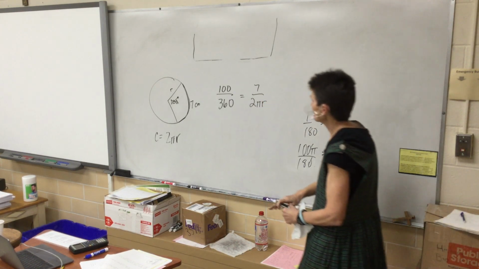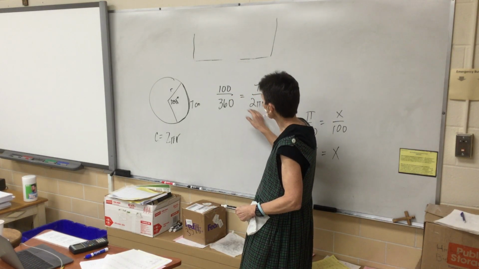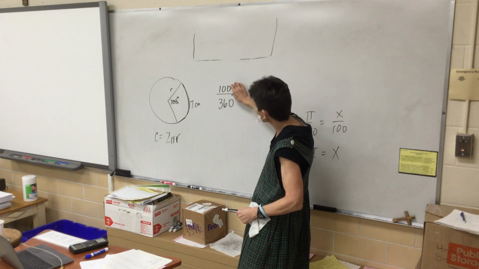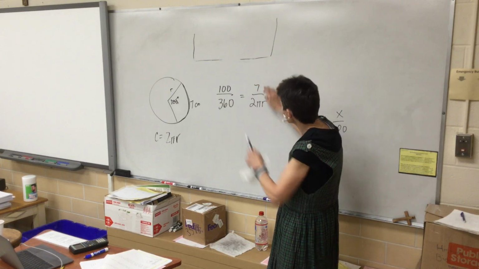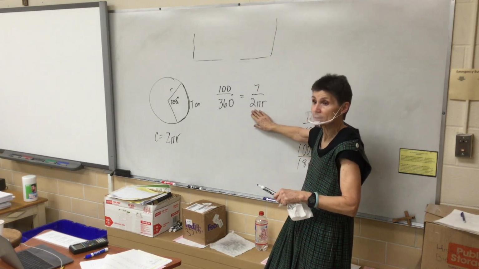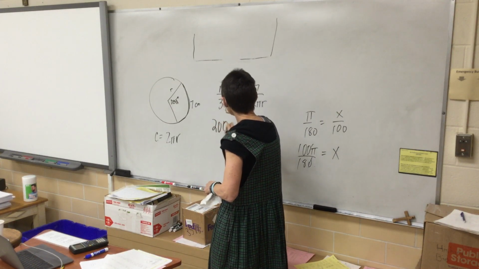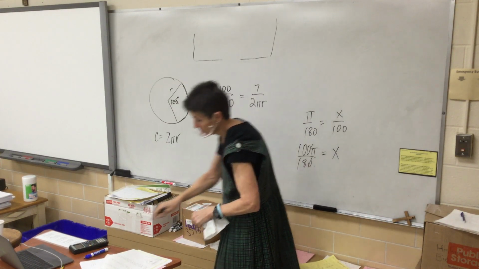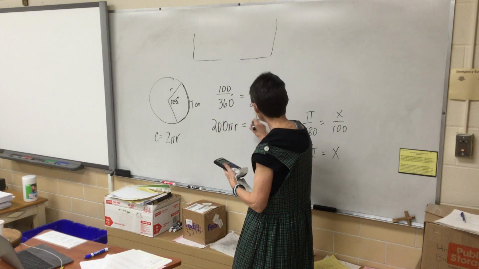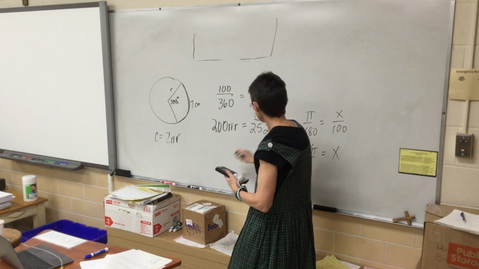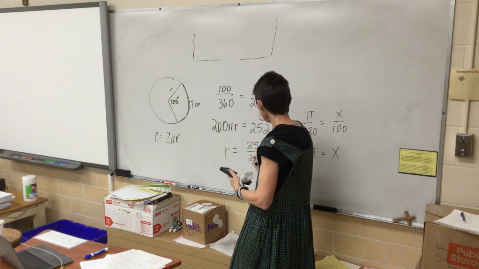In geometry, we call that part to whole or piece to whole, and we set that proportion up a lot. So the 100 degrees is to the whole circle, as the 7 is to the whole circumference. Now, if we cross multiply, we have 200 pi r equals 360 times 7, which is 2520. So r equals 2520 divided by 200 pi.